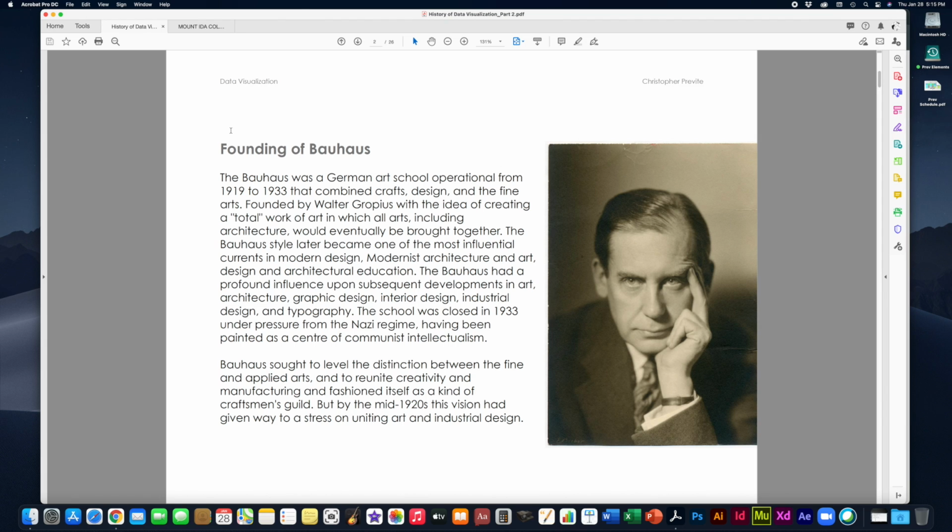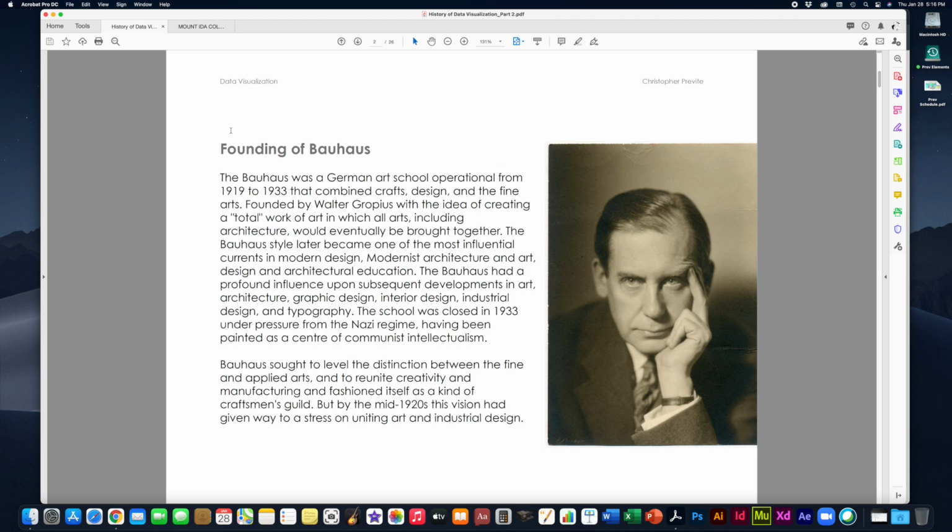And it was founded by the Bauhaus, most specifically by this gentleman over here on the right, Walter Gropius. He had the idea of creating a total work of art in which all different types of art forms, including architecture, could all be brought together in an academic environment. And so you could learn a little bit of everything and then choose to specialize in one area for the remaining time you had in school, for your remaining 3 years or whatever that might be.